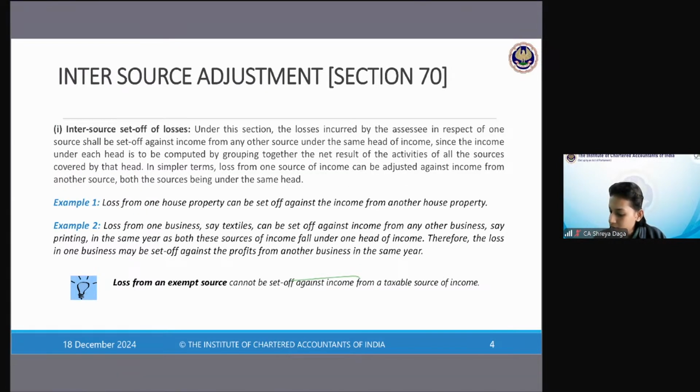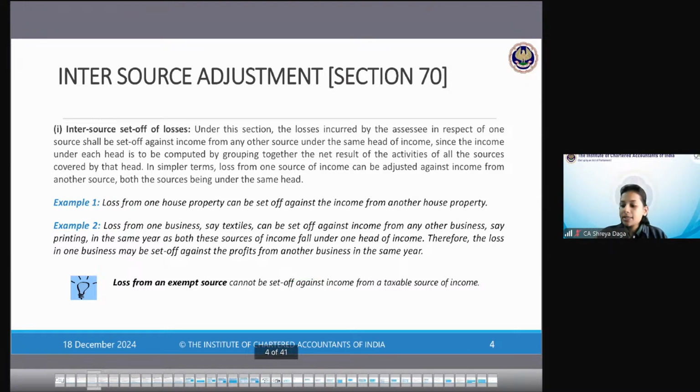Okay. Next, intersource adjustment. Intersource, interhead. We are going to talk about different concepts like heads of income. How many heads of income do we have? 5 heads of income. Very good. Right. So, and how many sources of income you can have within each head? There is no such concrete list. Okay. What do I mean when I say that? By heads of income, you all know what are the heads of income. When we say intersource, okay, and then there is a concept of intrahead, intersource, interhead. Who can tell me the difference between intra and inter?